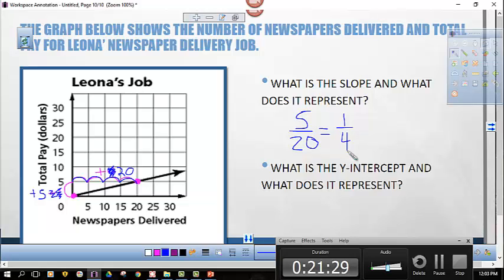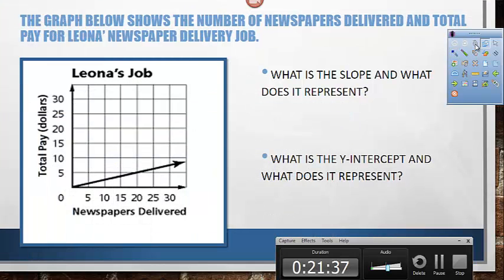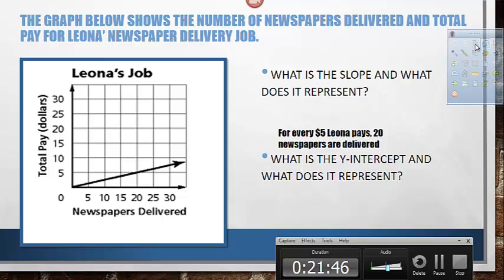So that's the slope, that's your rise over your run, but what does it represent? In this case, the representation is, for every $5 that Leona pays, 20 newspapers are going to be delivered. So you could actually reduce that: for every dollar that Leona pays, 4 newspapers are delivered. So that would be the reduced slope. But again, don't just go on autopilot and say, well, it's going to reduce to 1 over 4, so I'm just going to go by ones in each direction. That is not the case. That will not always work.